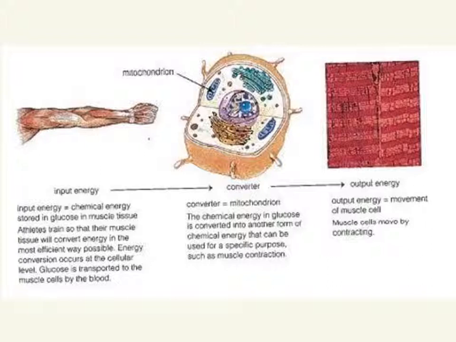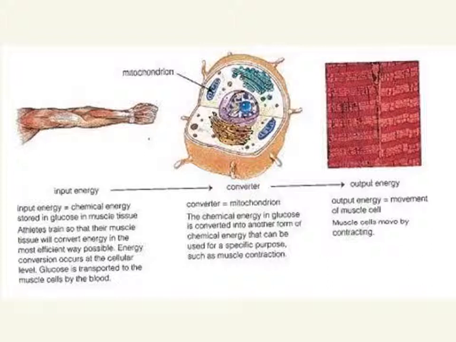However, athletes train so their muscle tissue will convert energy in the most efficient way possible, so they get the most of the energy that they have stored. Now, energy conversions occur at the cellular level, and glucose is transported to the muscle cells by the blood, where it's used to create this ATP energy I talked about.